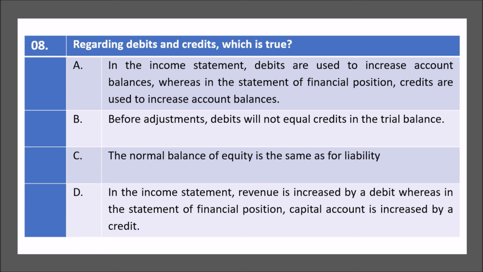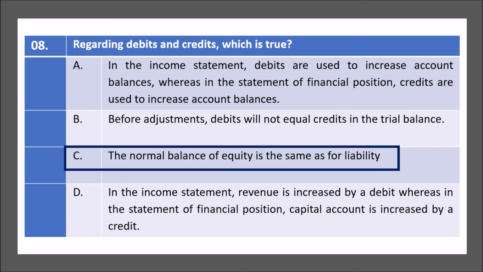The correct answer is C. The normal balance of equity is the same as for liability, because the normal balance of equity is credit and the normal balance for liability is also credit.